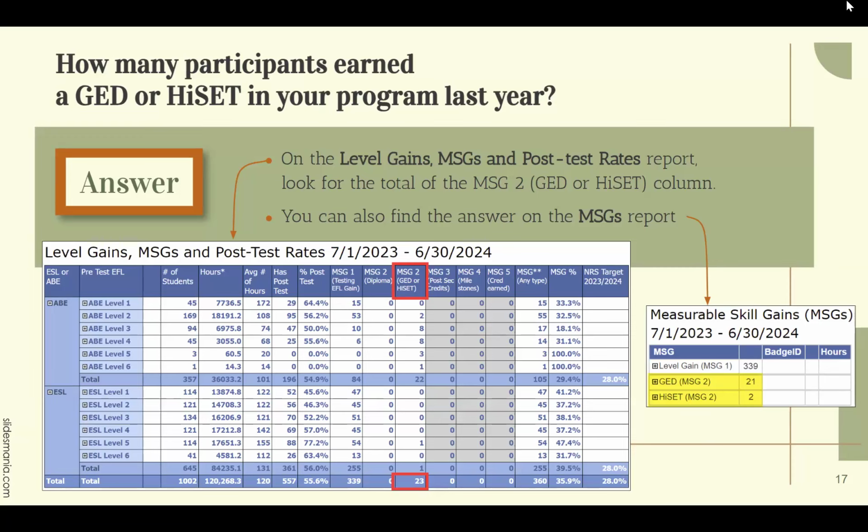So that one might be handy if you're really trying to hone in on which of your students got the GED or HiSET. Great. All right, let's move along.